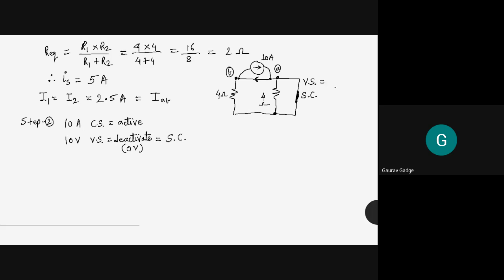If voltage source is short circuited, it means what? This 4 ohm resistance is short circuited. अगर ये शॉर्ट हो रहा है, तो आपको नया सर्किट कैसे मिलेगा? Please listen to this particular numerical very carefully. Now you get current source in this pattern.